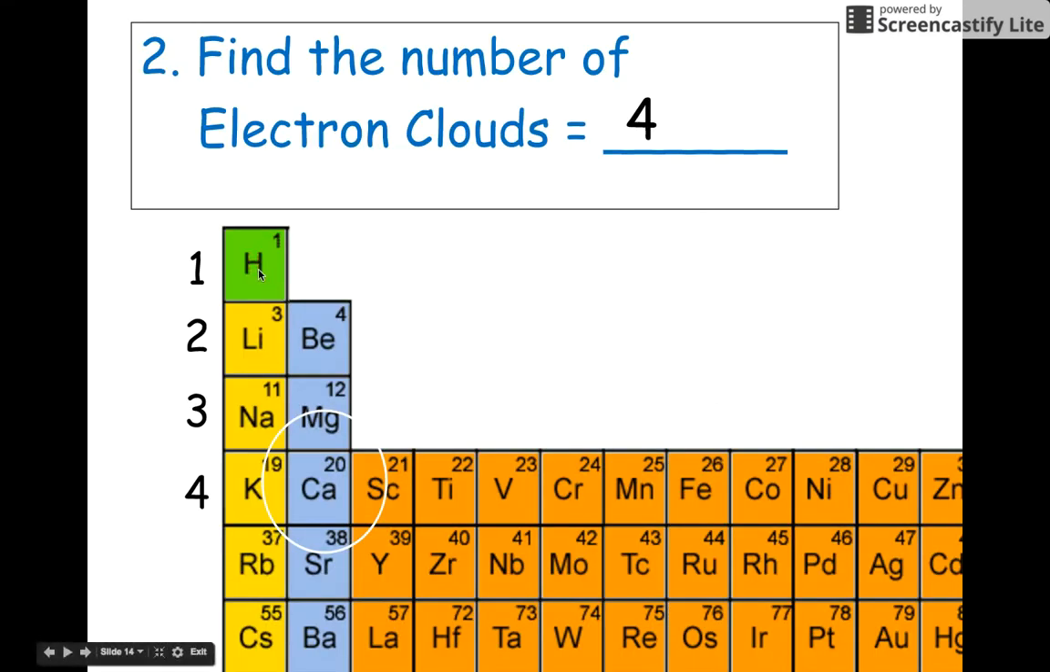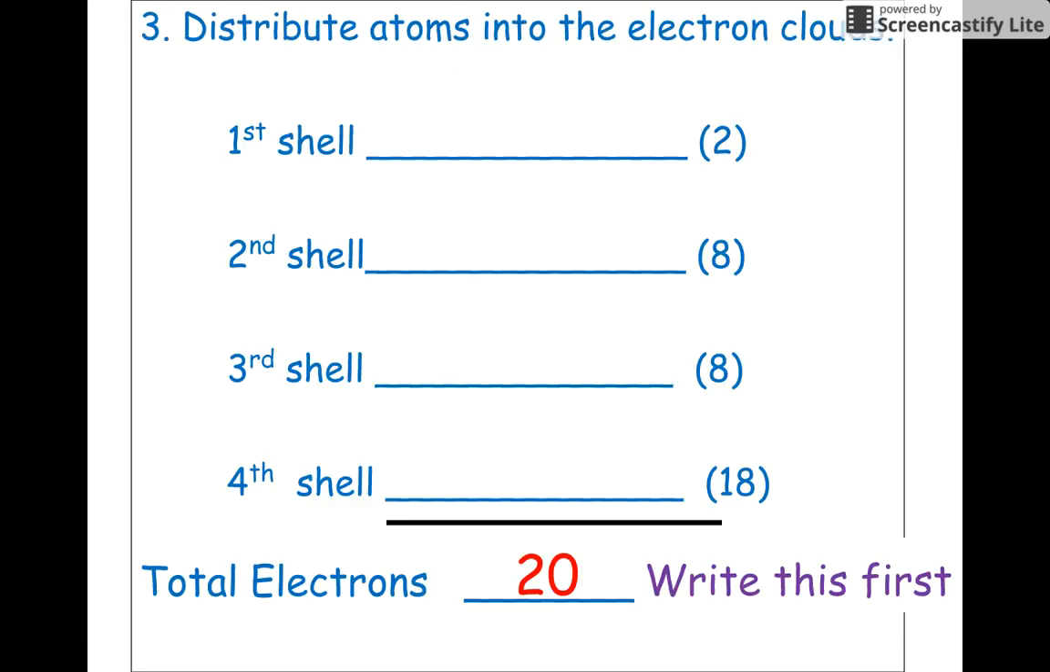So calcium is located on the 4th row. Okay, so calcium's right over here on the 4th row. So therefore, calcium is going to have 4 electron shells. Okay, so we're going to go ahead and use the graphic organizer, and we're going to write down that it has 20 electrons total.